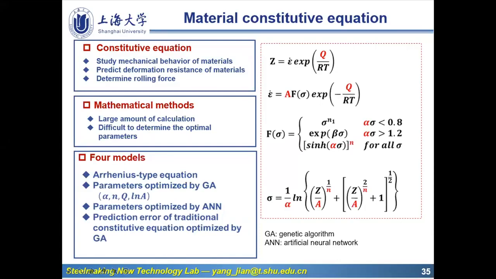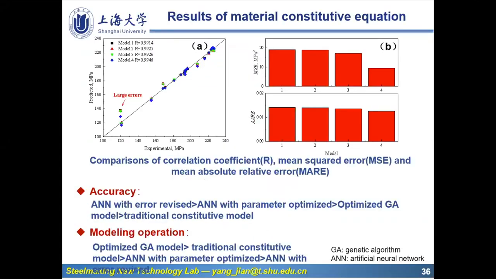And here is the result of the material and the constitutive equation, a comparison of the correlation coefficient, the mean square error, and the mean absolute relative error. You can see the artificial neural network has the highest accuracy. And for the modeling operation, the genetic algorithm optimized one is the highest.